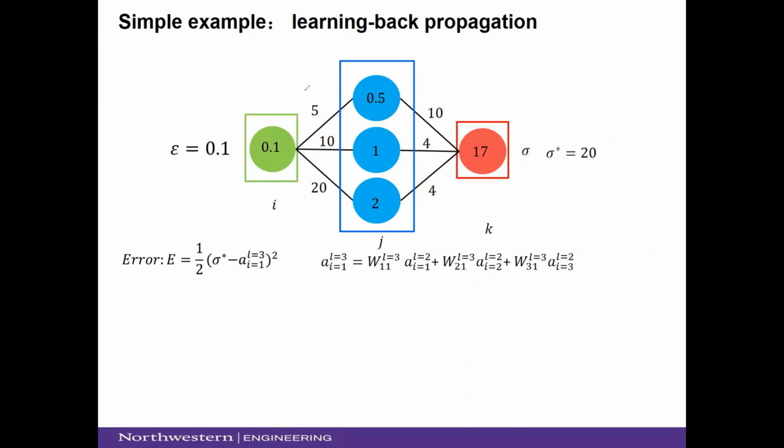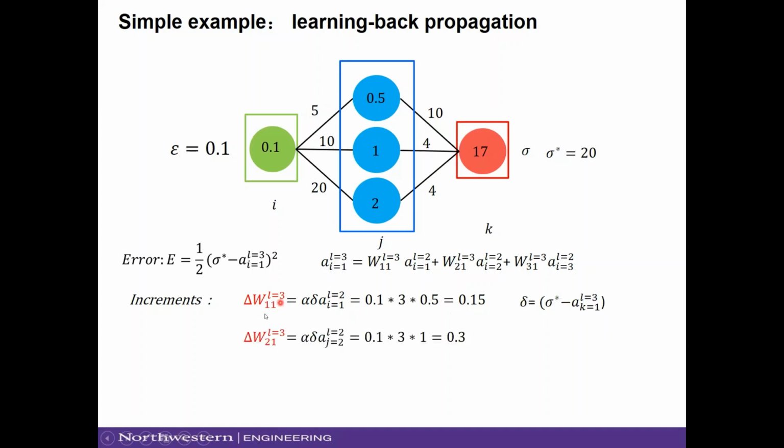Now let's see what we can do. This del W is the increment. From the gradient descent method, we can calculate how much this weight value will change. This is the alpha step. Delta means the difference between the actual output and the predicted value, and A is the value of the neuron. And I got that W11 is 0.15.